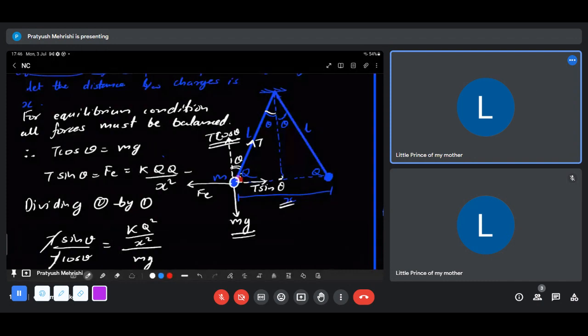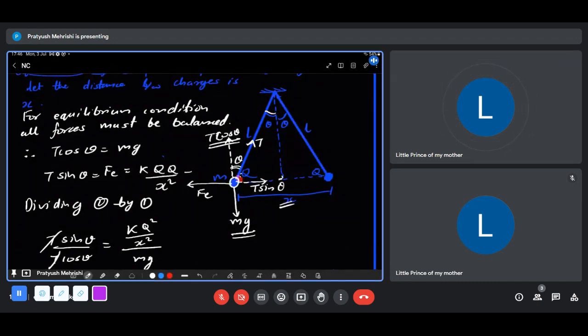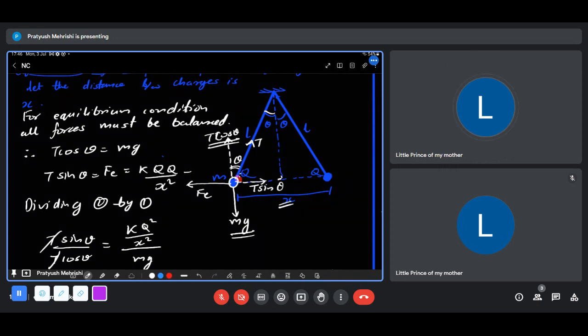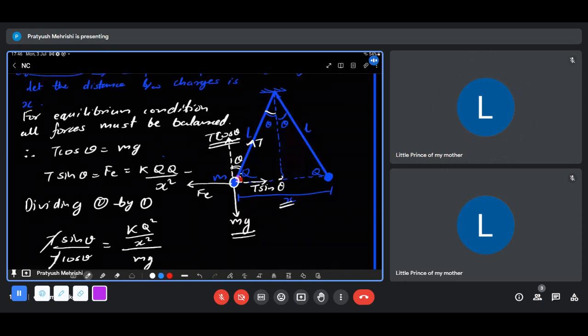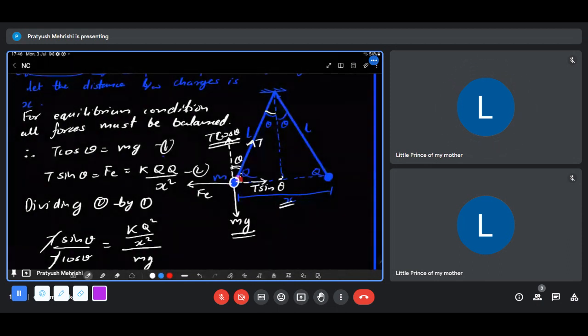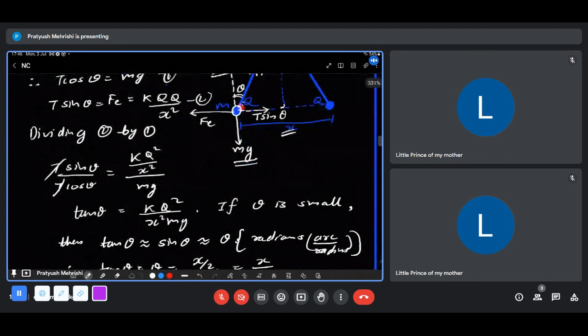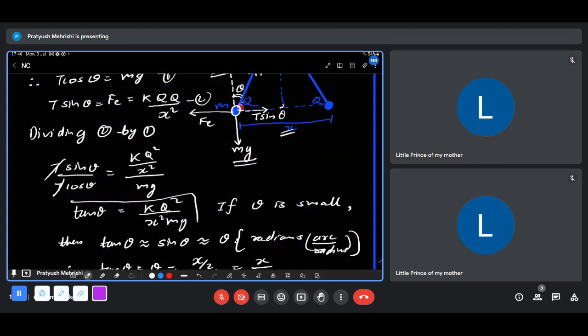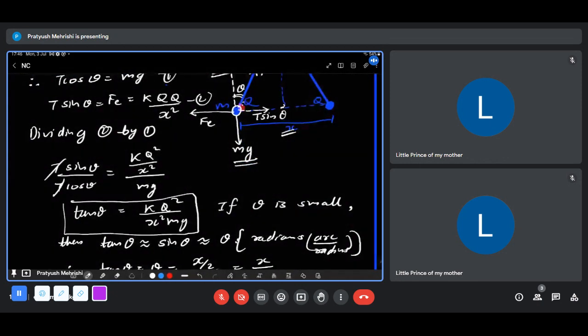Fine. So just form the equation then. T cos theta will be equated with mg and electrostatic force will be equated with T sin theta. Now what to do? Just divide these equations by one another. This is equation 2 and this is equation 1. Divide both of them. T and T will cancel out. We will get tan theta equals kq square upon x square mg.